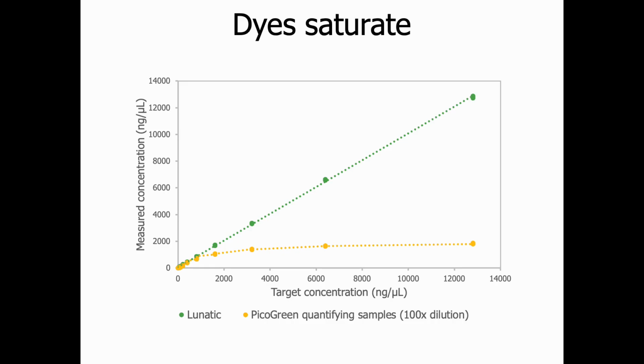With Lunatic, you know immediately that your samples are in range. The data here shows Lunatic maintaining linearity across a wide concentration range. In the lower PicoGreen compatible range, both assays agree closely until PicoGreen saturates. That limited dynamic range can mean diluting a sample multiple times just to land on the standard curve. Lunatic sidesteps all of that, delivering reproducibility and accuracy across a wide dynamic range, no standard curves or serial dilutions required.